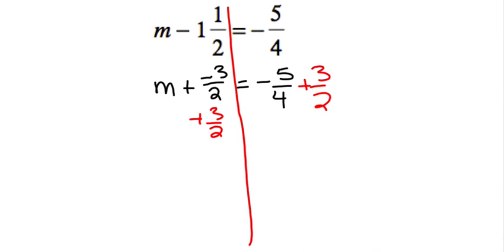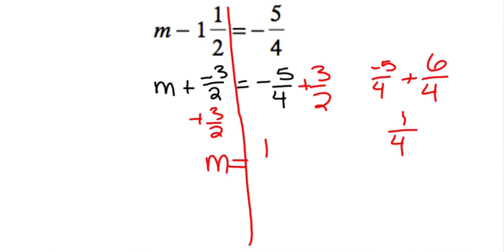Let's draw this line. Okay, and off to the side I'm going to find a common denominator. So we have negative 5 fourths plus 6 fourths. So we end up with 1/4. When we add those together, we end up with m equals 1/4. And that's essentially it. We could always add it in there if we wanted to, just to see.